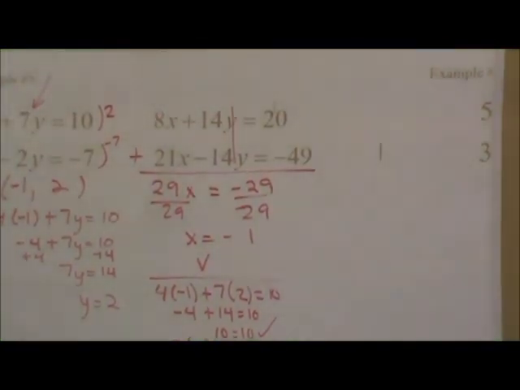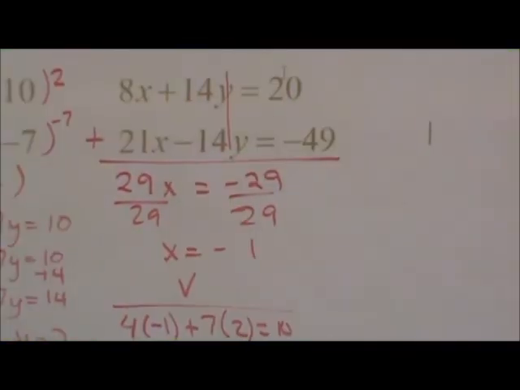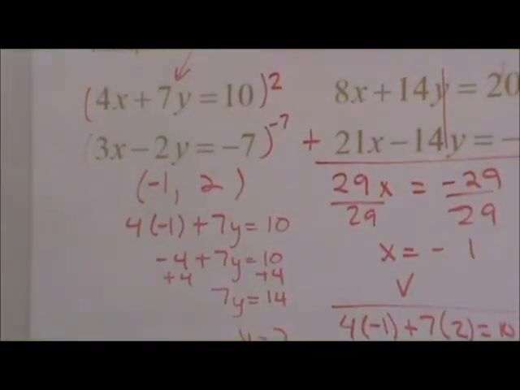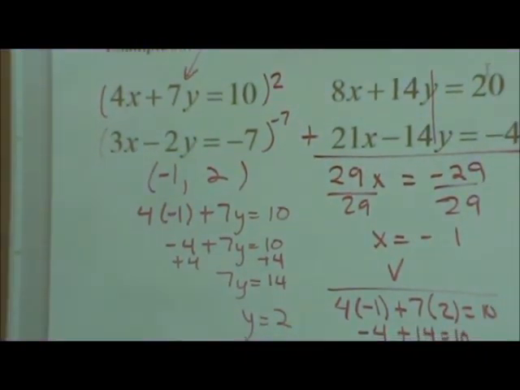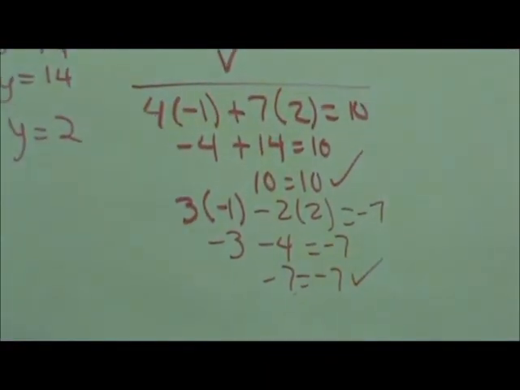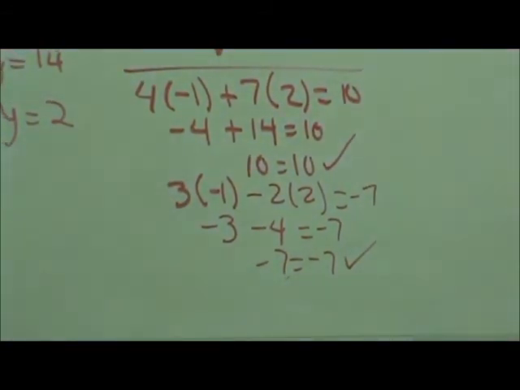Did my addition, got 29x equals negative 29, and got x equals negative 1. Came over here to the left a little bit, and then found out my y value. I plugged into my top equation. I got y was 2. And then finally, at the bottom here, we've got our check work, and you can see that they both check out. Would you look at that?